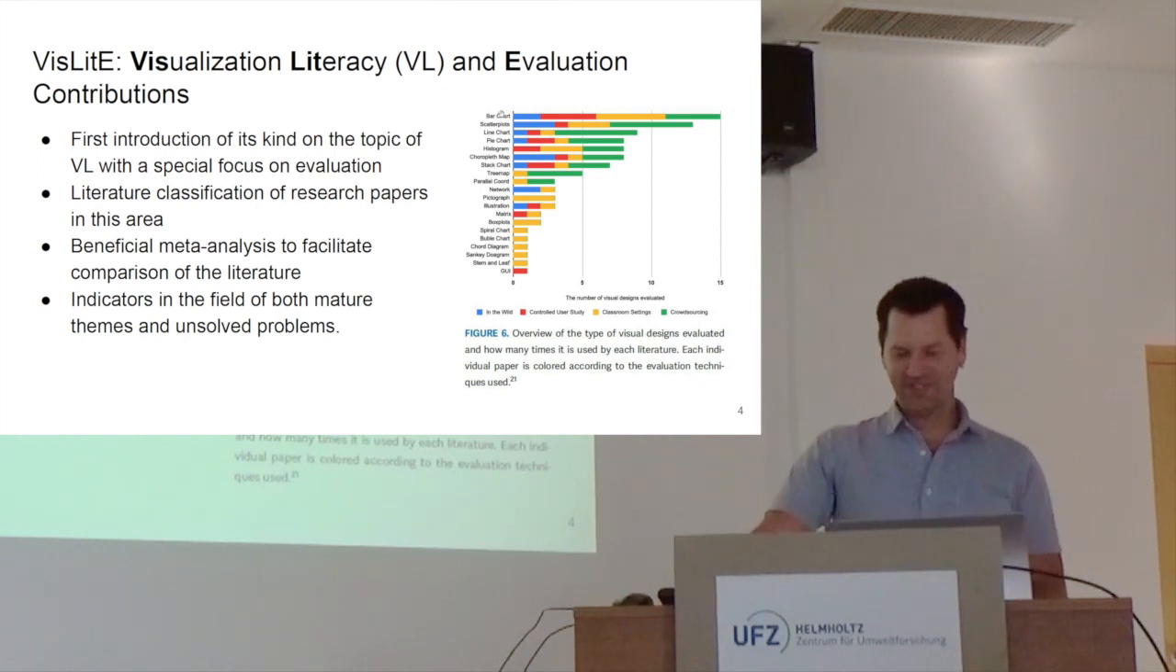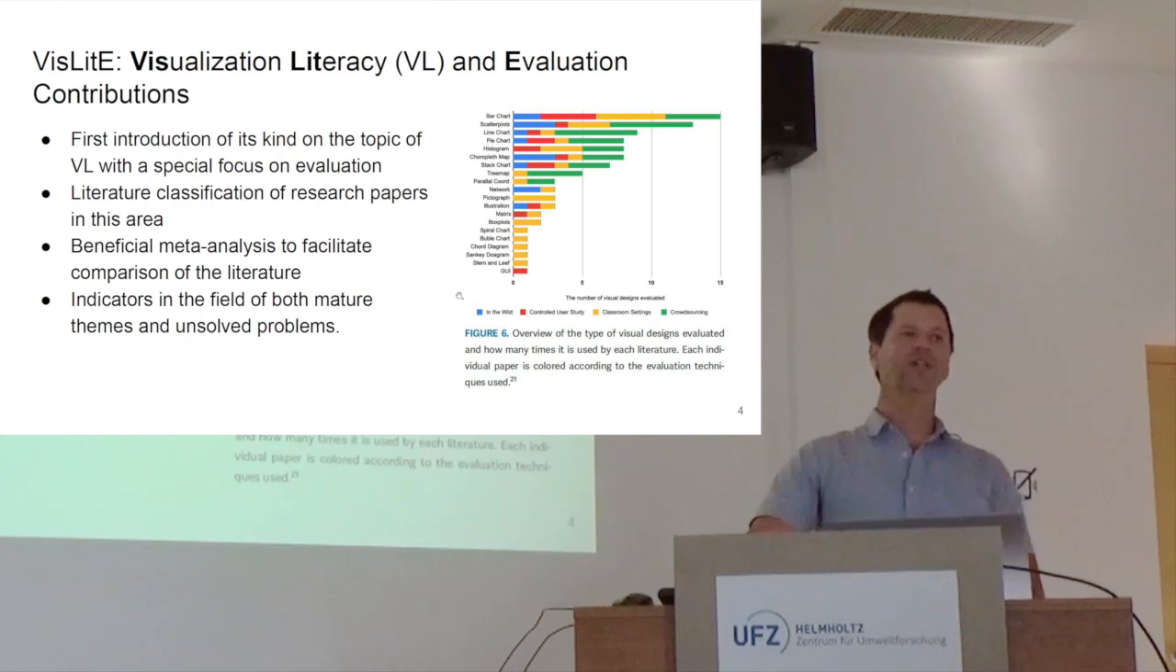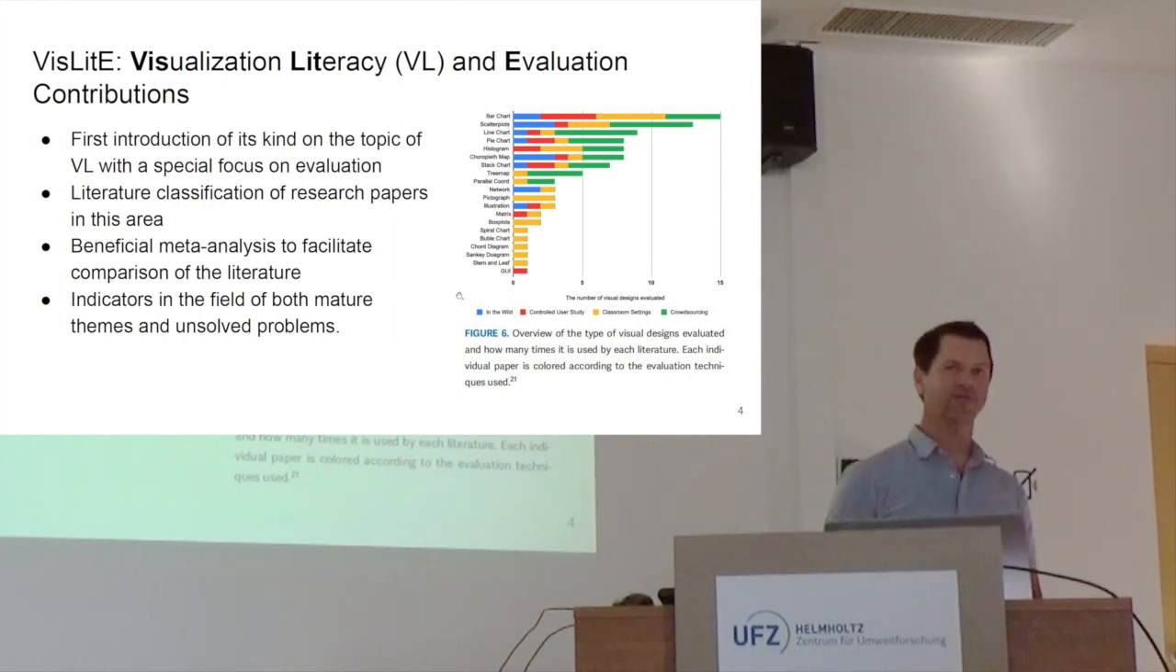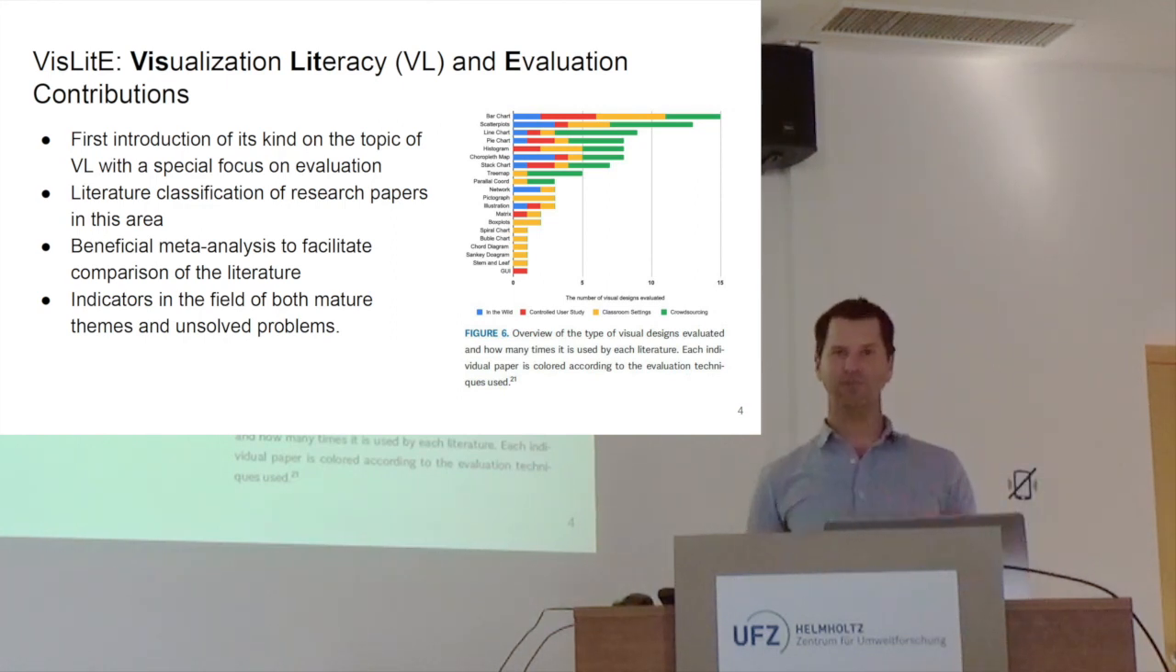And then we have some of the other visual designs that are evaluated in the literature, like scatter plots, line charts, pie charts, and histograms. And they're listed in decreasing order of popularity and number of evaluations. So if you're looking for future work, this is a good thing to look at, right? Maybe you have a visual design that's not here, that hasn't been evaluated yet from a visualization literacy perspective.